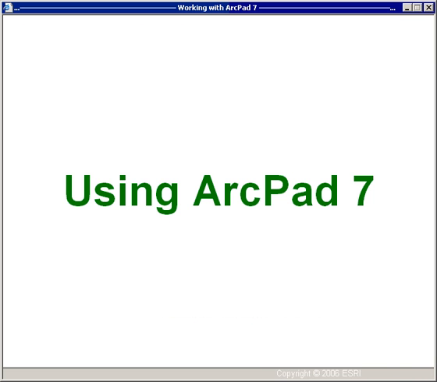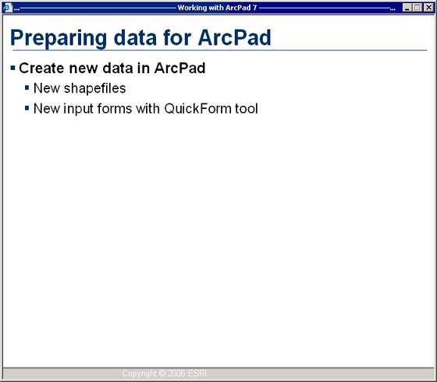Now let's talk about some of the out-of-the-box functionalities in ArcPad 7. The first step is to prepare data for the field. There are several options to prepare data to be used in ArcPad. You can create new shapefiles in ArcPad, and in ArcPad 7, you can use the quick form to create custom input forms. This ensures that data is captured accurately in the field.